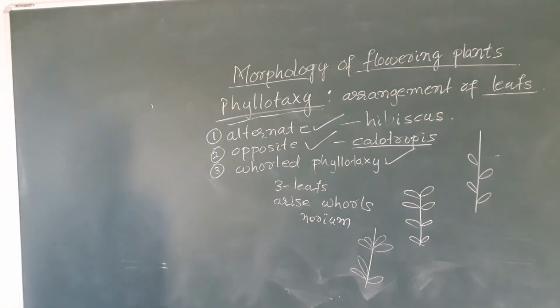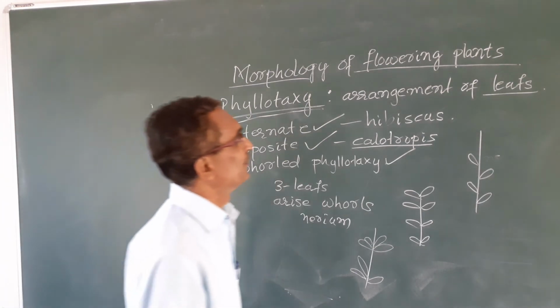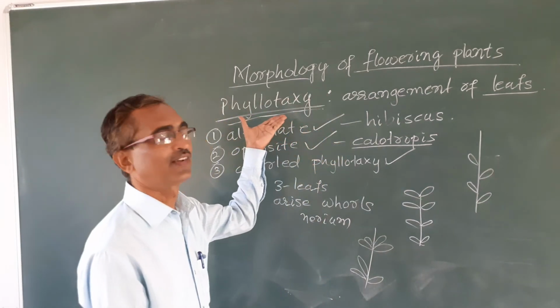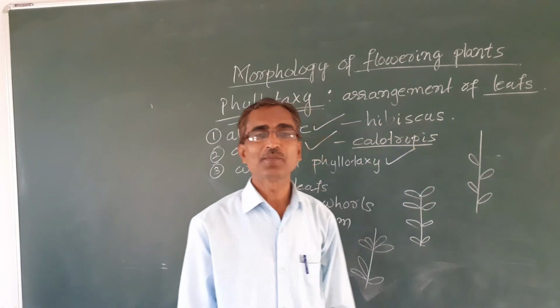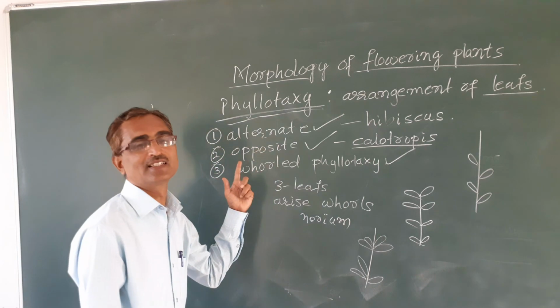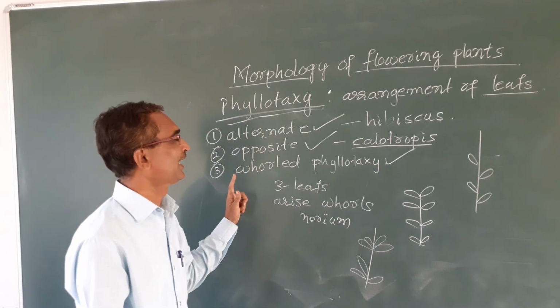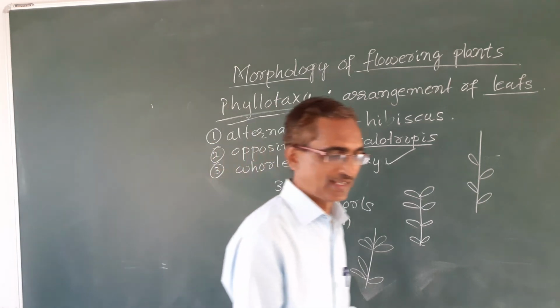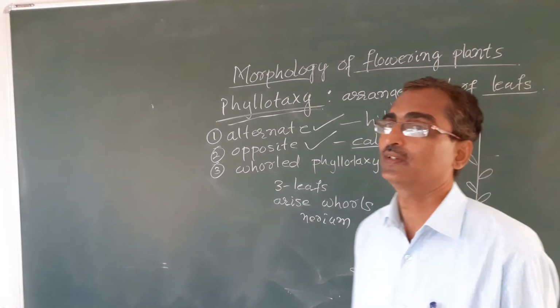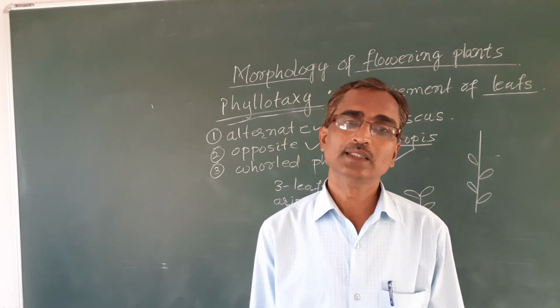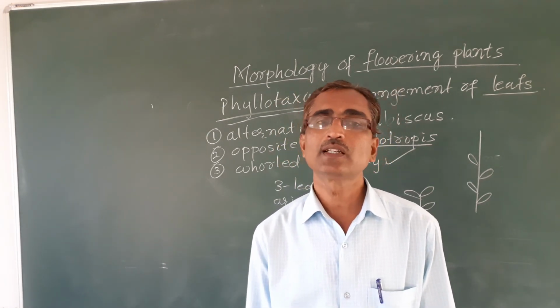These are the different types of phyllotaxy, that is, the arrangement of leaves on the stem or branches: alternate phyllotaxy, opposite phyllotaxy, and whorled phyllotaxy. And after that we have modifications of the leaf, which we will discuss in tomorrow's class. With this we conclude here and continue tomorrow.